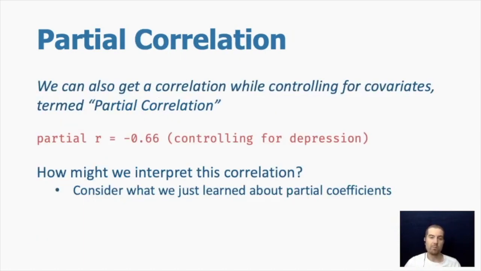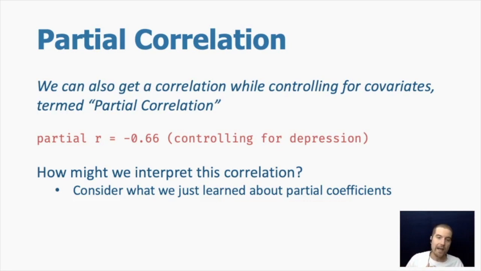We can also get a correlation when controlling for covariates. This is often termed a partial correlation. Some fields use this fairly often, but others don't. A partial correlation is a correlation after getting the residuals like we did in the previous step.